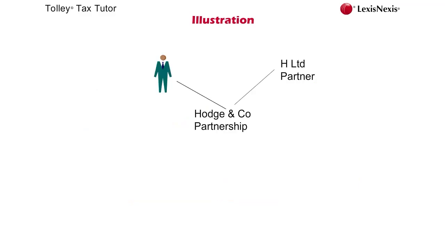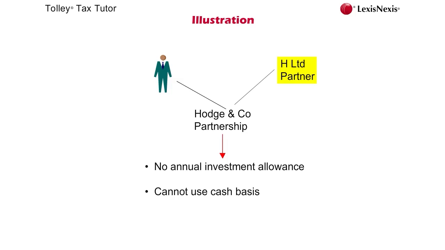There are a couple of points to take into account when calculating the taxable profits of the mixed partnership. Any partnership which includes a corporate partner is not entitled to the 100% annual investment allowance when calculating capital allowances. A partnership that includes a corporate partner cannot use the cash basis to calculate its trading profits, nor can it claim the flat rate expense for motor expenses.